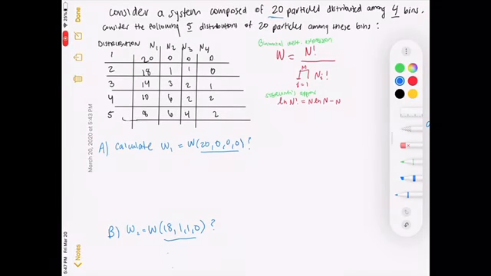Consider a system composed of 20 particles distributed among 4 bins. Consider the following 5 distributions of 20 particles among these bins. So here you see the 5 distributions and the 4 bins with the number of particles in each bin.